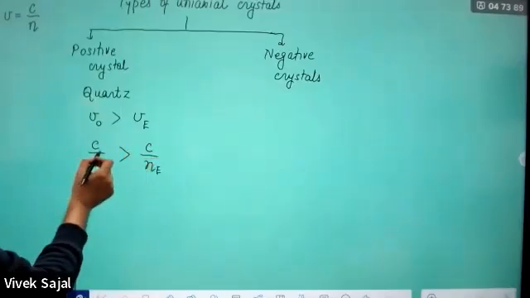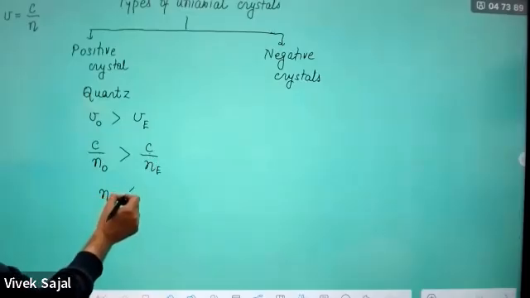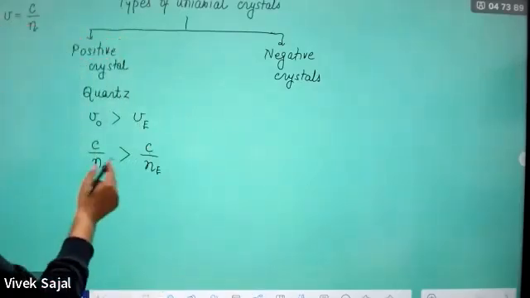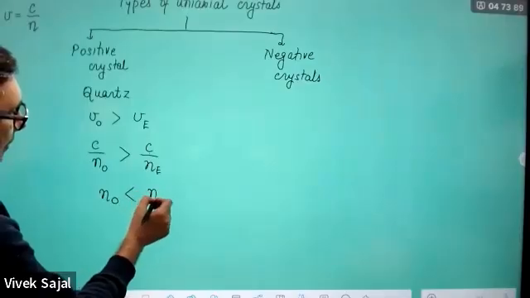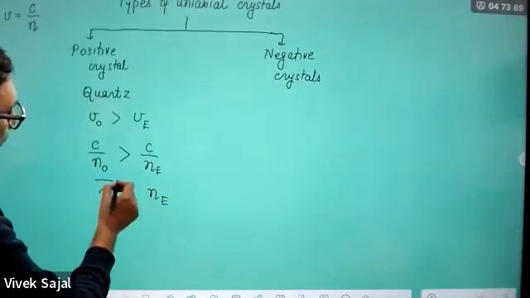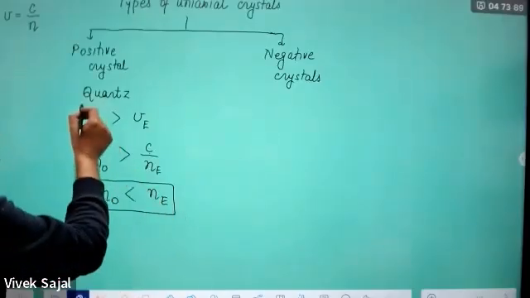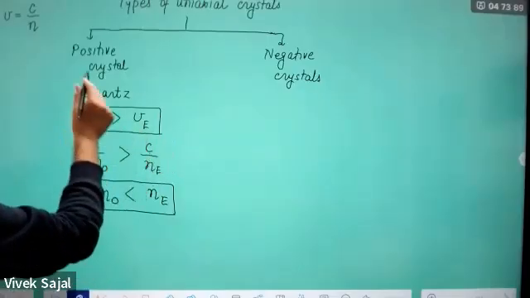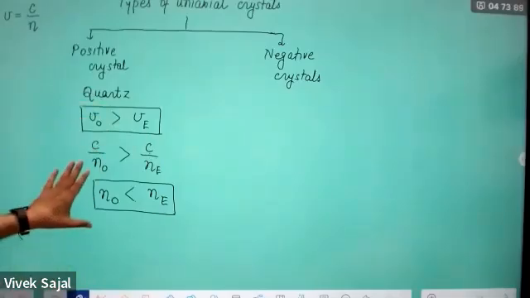So Ne is greater than No here. Sorry, I'll write here, No is less as compared to Ne. So this type of crystals in which the speed of the ordinary light is greater than the speed of the extraordinary light are known as positive crystal. An example is quartz.